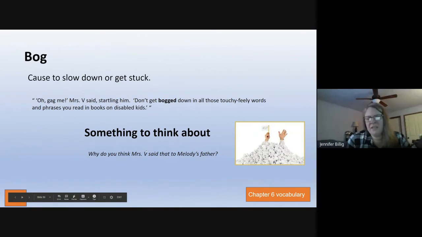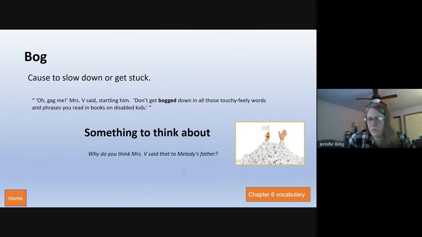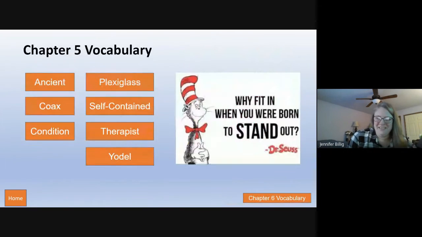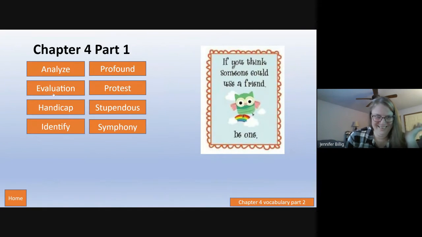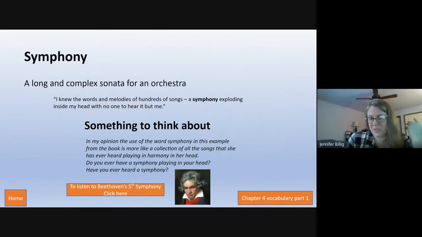Something to think about. So I kind of went along with the book here and asked, what do you think that means? So as the kids read the book, they're going to get information in the book study, but there's also information in the vocab words as well.